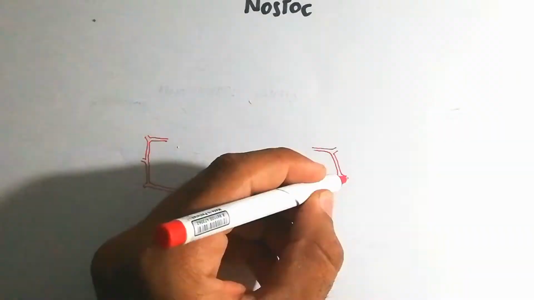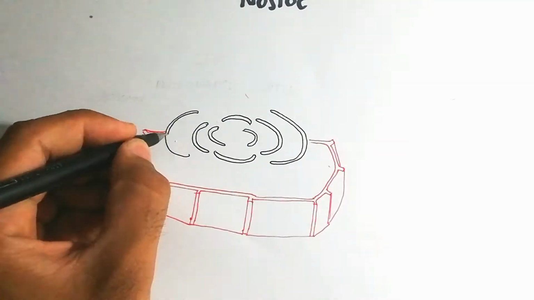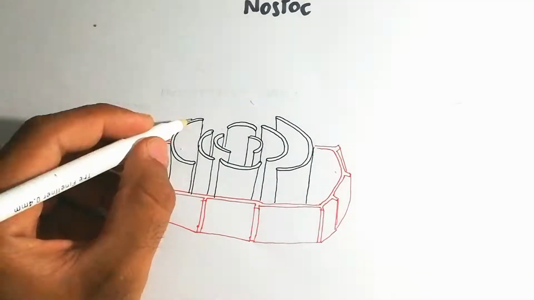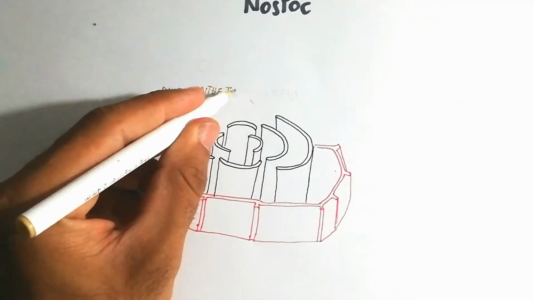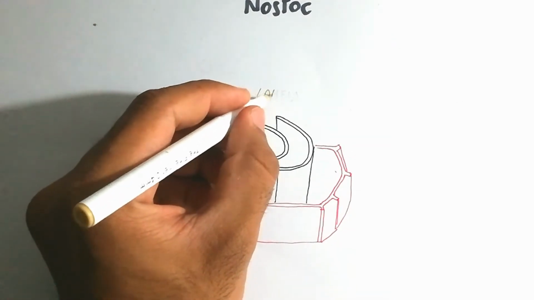In this video, we will talk about the Nostoc. Nostoc is basically a cyanobacteria, and we will discuss its types and examples here.